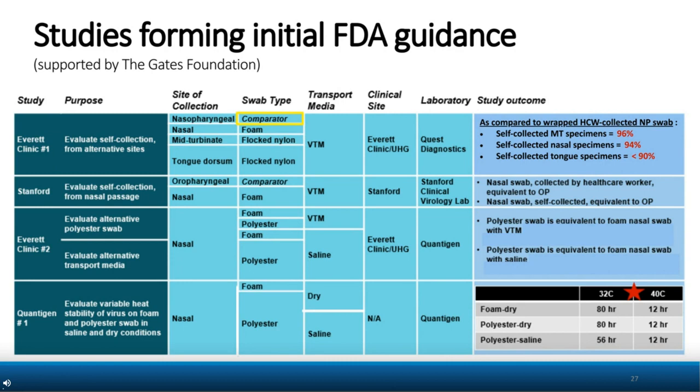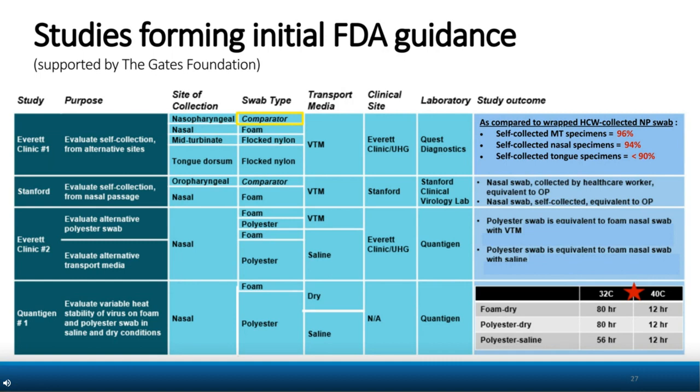So they wanted to compare these different types of swabs from self-collection that were then put into viral transport media and tested at the laboratory. And as you can see over to the far right, as compared to the wrapped swab that was collected by the healthcare worker, a self-collected mid-turbinate specimen had about 96% sensitivity as compared to the healthcare collected fiber-wrapped nasopharyngeal swab. A self-collected nasal specimen had about 94% accuracy as compared to the nasopharyngeal swab, and the tongue collected specimen was not very good. The sensitivity of the tongue collected specimen fell well short, being less than 90% when compared to the nasopharyngeal swab.